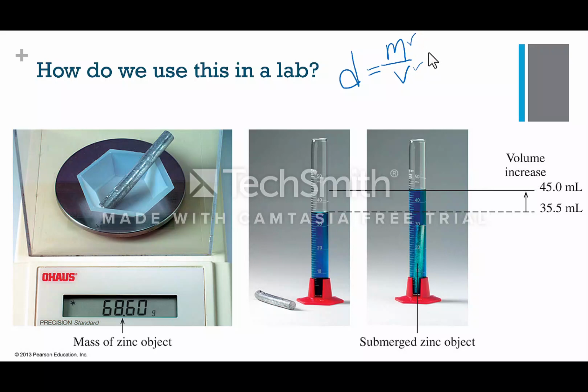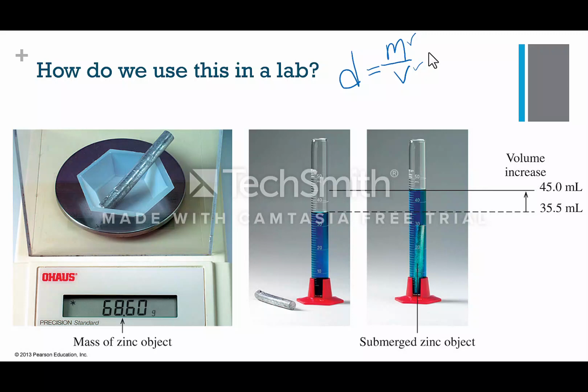Well, mass is pretty easy, right? I just walk over to the scale in my general chemistry lab, and I plop the piece of metal on the scale. So here we see that this metal object weighs 68.60 grams. I would write all 4 of those numbers down. Determining the volume of this object isn't as easy.